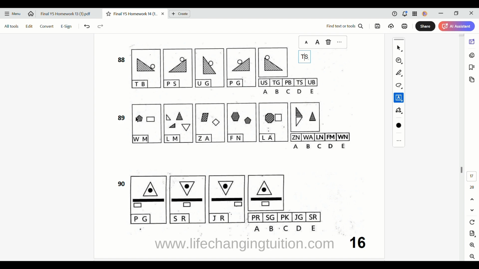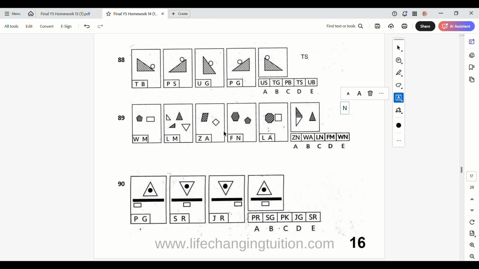Question 89. We have a pentagon here. I'm looking for the duplicates. There you go, M and M. I'm not sure what it means just yet. A and A, okay, so A means diagonal striping, M means vertical striping. This one is horizontal striping, so it's going to be N, if you look at this option, okay?